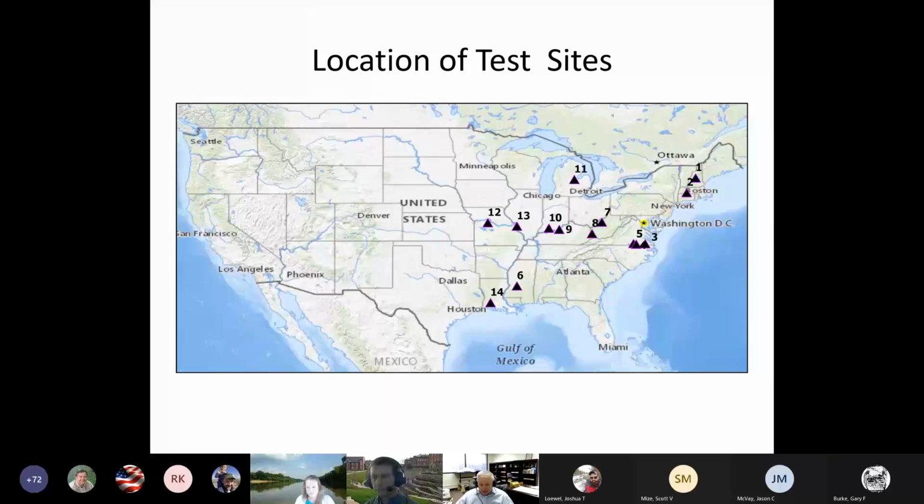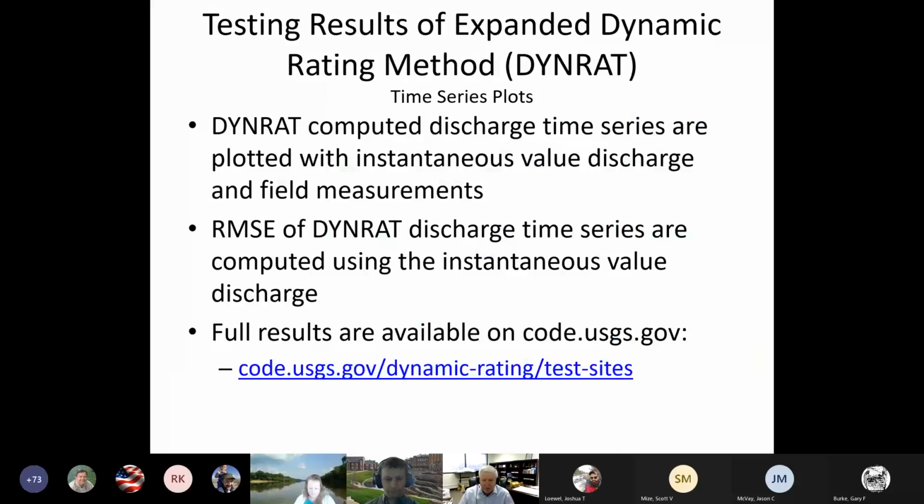Okay, so you can see the location of the test sites we had. As Liz mentioned, it was a tall task trying to find sites that had complex ratings, but also had good truth data. So at this point, we want to talk a little bit about the results we've gotten so far, and Marion is going to take that part.